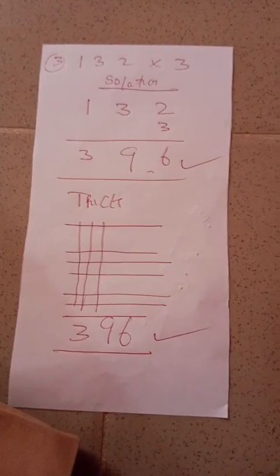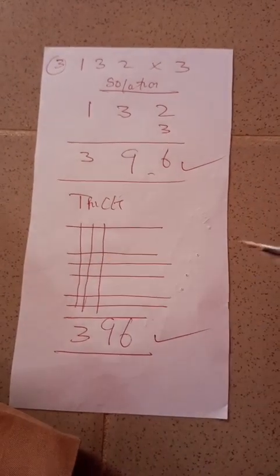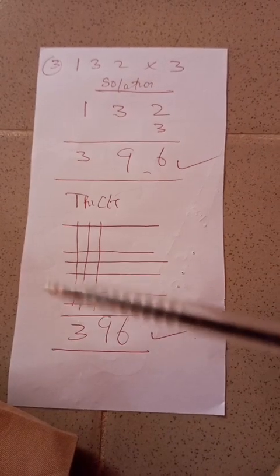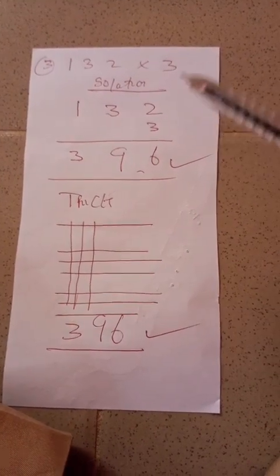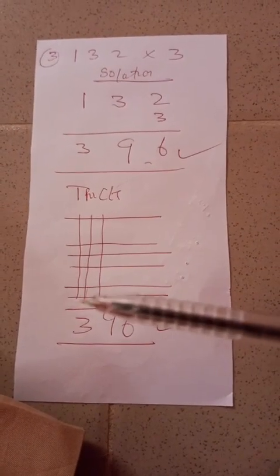We have our 1 line. The second number is 3: 1, 2, 3. Then this last number is 2: 1, 2. We are multiplying by 3, so we are going to have 1, 2, 3. So let's count the points.